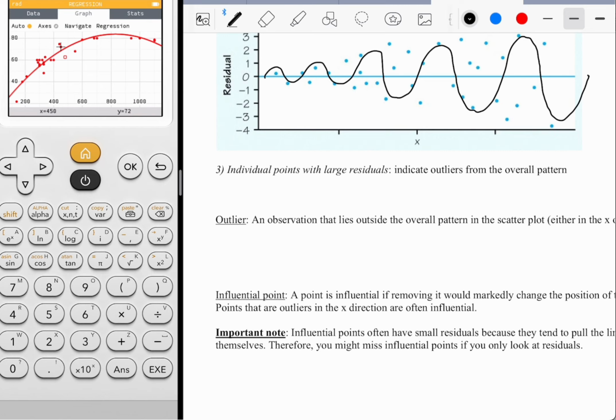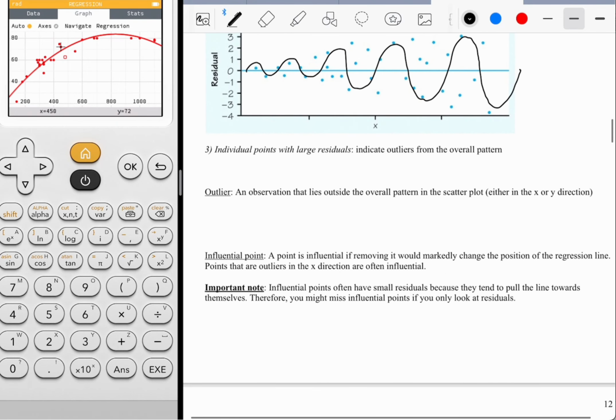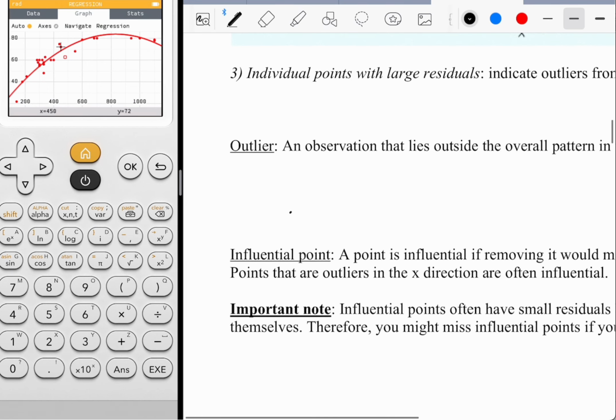Because an outlier in the vertical direction, whether it's positive or negative, is really only going to affect the y-intercept. So let's say you have a bunch of points here, and then you have one outlier over here. Your line may look something like this, the line that best fits the data.